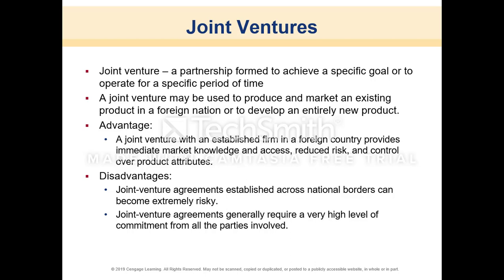Or we could use a joint venture, and that's a partnership formed to achieve a specific goal or to operate for a specific period of time. An example of a joint venture is Uber and Volvo. They've combined forces to create a driverless car. Once they're done with that creation, then they'll part ways.